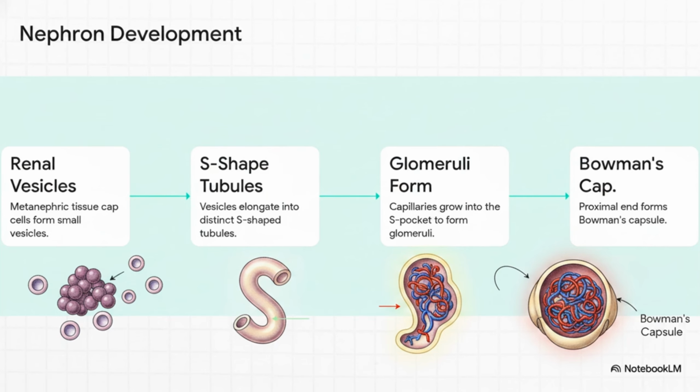First off, the cells of that metanephric tissue cap organize themselves to form these small, hollow structures we call renal vesicles. Next, those vesicles elongate into very distinct S-shaped tubules. And that shape is absolutely critical, because capillaries are going to grow directly into the pocket at one end of that S. Those capillaries will then differentiate into the glomeruli. Finally, the proximal end of each nephron forms Bowman's capsule, which gets deeply indented by that newly formed glomerulus. And boom! Together, this whole tubular system and its glomerulus form the nephron, our definitive excretory unit.